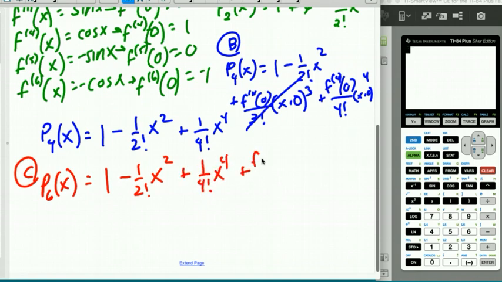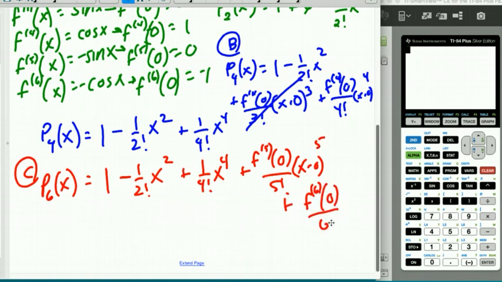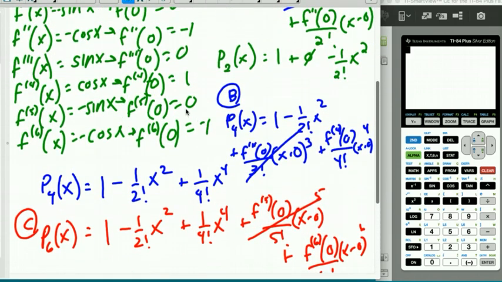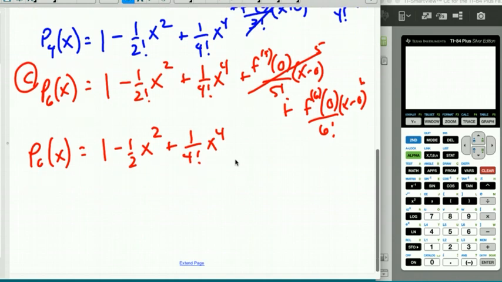So I'm going to get the 5th derivative evaluated at 0 over 5 factorial times (x minus 0) to the 5th, plus the 6th derivative evaluated at 0 over 6 factorial times (x minus 0) to the 6th. So it seems to me that my P sub 6 of x is going to be 1 minus 1/2 x squared plus, and again, if you want to leave it as 4 factorial, that's totally fine. This zeroes out because we can see up here that the 5th derivative evaluated at 0 would give me a 0. And this seems to be a -1, so minus 1 over 6 factorial x to the 6th. Again, this answer is totally fine if you like it.